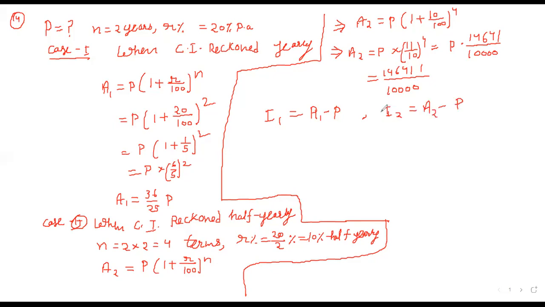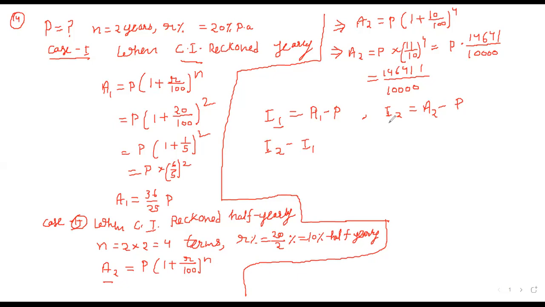Okay. So when you find the difference between the two, I2 means interest when reckoned half yearly, and I1 means interest when reckoned yearly. In the first case, we are representing everything by suffixing it with 1. A1 means the amount when compound interest is reckoned yearly. And A2 is the amount when the compound interest is reckoned half yearly. So I1 is the interest when compound interest is reckoned yearly, and I2 is the interest when it is reckoned half yearly.